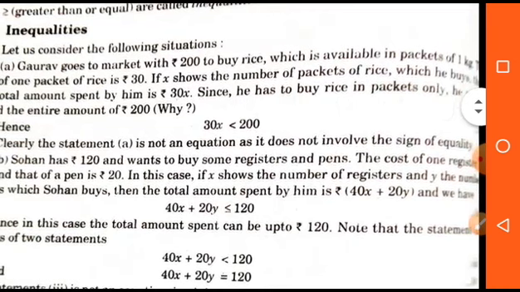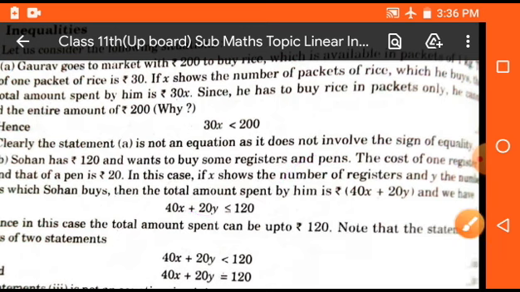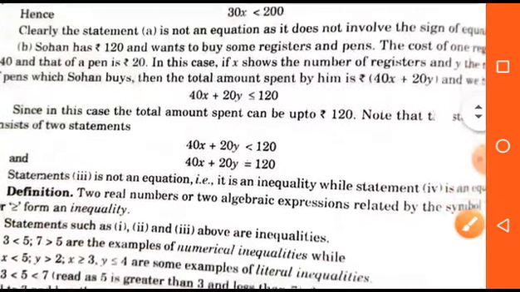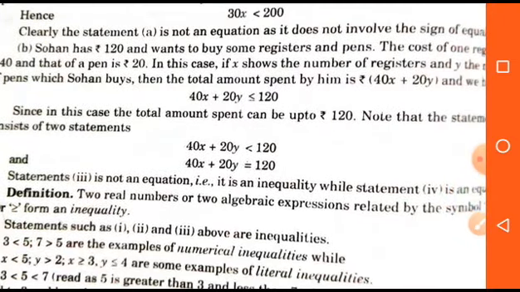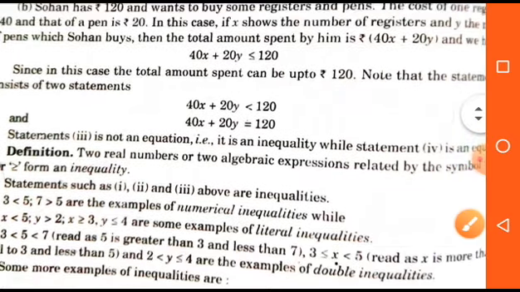If we consider an example of linear inequality in two variables, then we find that 40x plus 20y is less than or equal to 120. So it is an example of linear inequality in two variables. Now the definition of linear inequality is: two real numbers or two algebraic expressions related by the sign less than, greater than, or equal are called linear inequality.